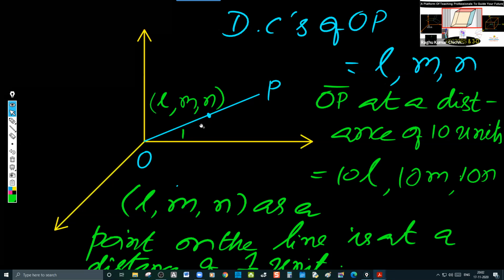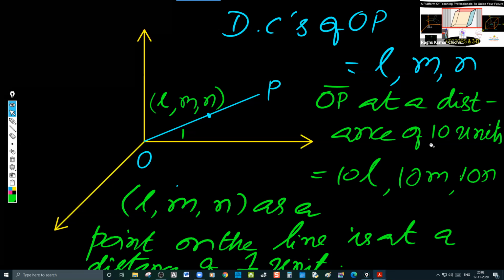This is very important: understanding DCs geometrically. If you want to understand DCs geometrically, take it as a point. The difference between DCs, DRs and the point is, a point is denoted within brackets, and DCs and DRs without brackets. So if you take DCs as a point, that point marked on the line OP is at a distance of 1 unit from the origin, if the DCs of OP are given like that.